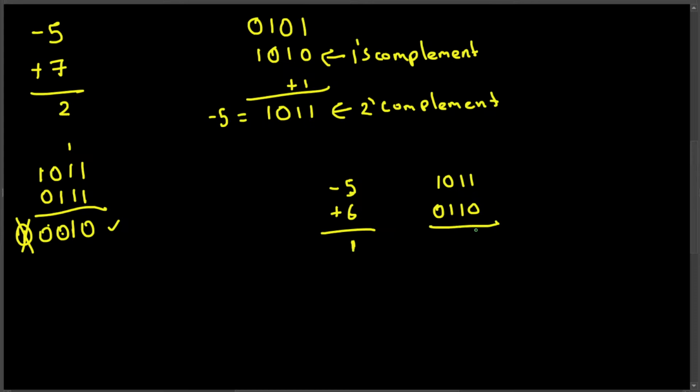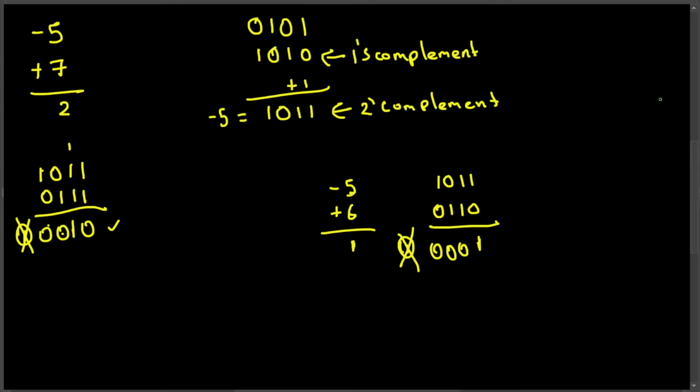So here 1 plus 0, that is 1, and then 1 plus 1, that is 0 and a carry 1, that is here, and 1 plus 1, that is 0 and a carry 1 here. 1 plus 1, that is 0 and a carry 1. This carry is overflow, so we eliminate that, and this is our answer. We are getting the 1. Now let's try another one.